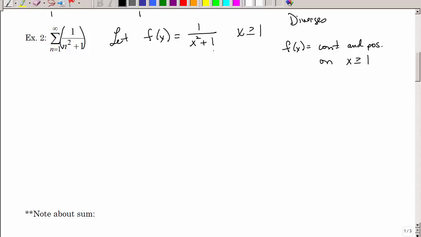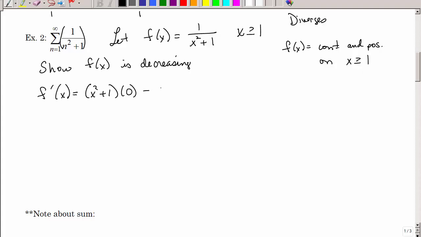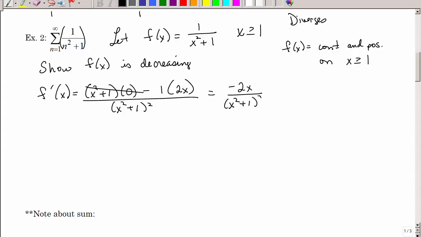The question is, is it decreasing? And you're saying, well, sure, that's really obvious. Well, pretend that it's not. How could you show that it's decreasing? So how can I show f of x is decreasing? Of course, find the derivative. So that's what I'm going to do. Let's use the quotient rule. Why not? You could not, but I'm going to do that. So I'm going to have the bottom times the derivative of the top minus the top times the derivative of the bottom over the bottom squared. So that's 0, so I have negative 2x over x squared plus 1 squared.